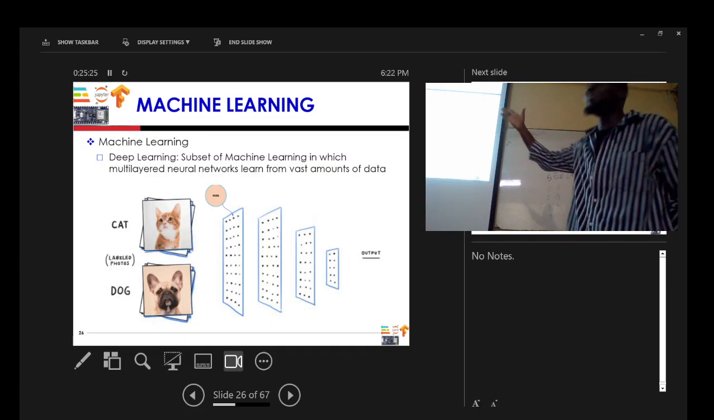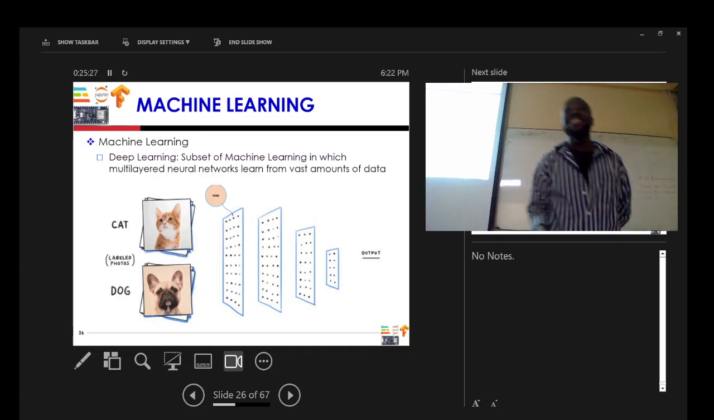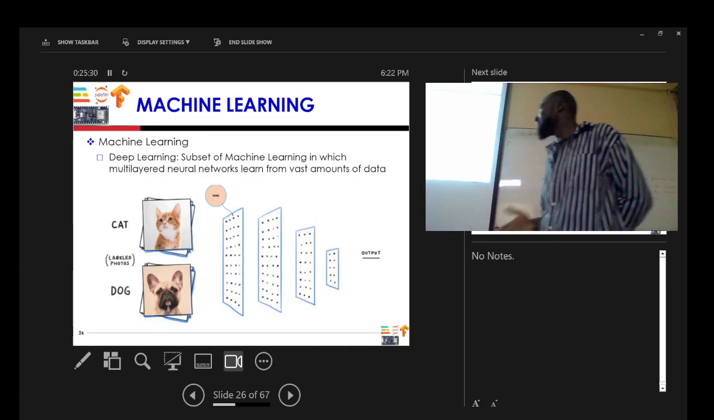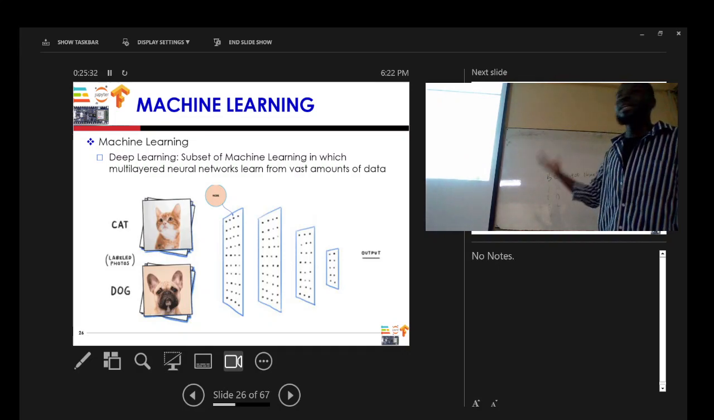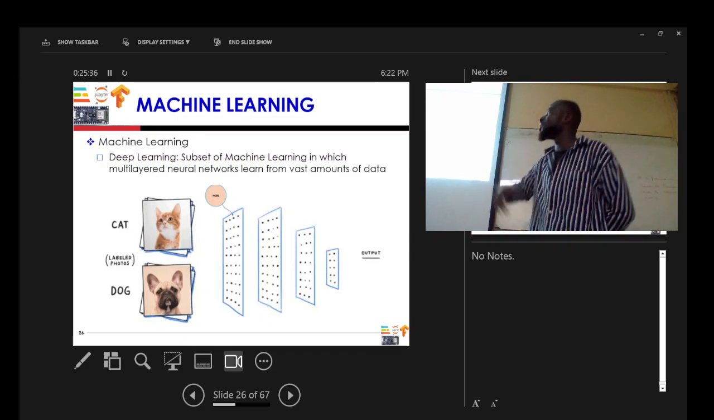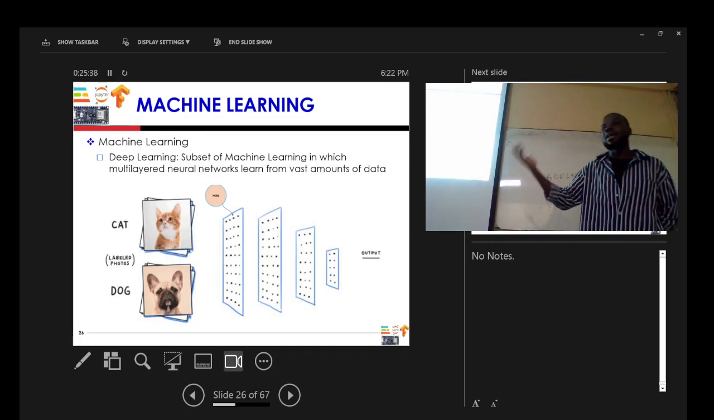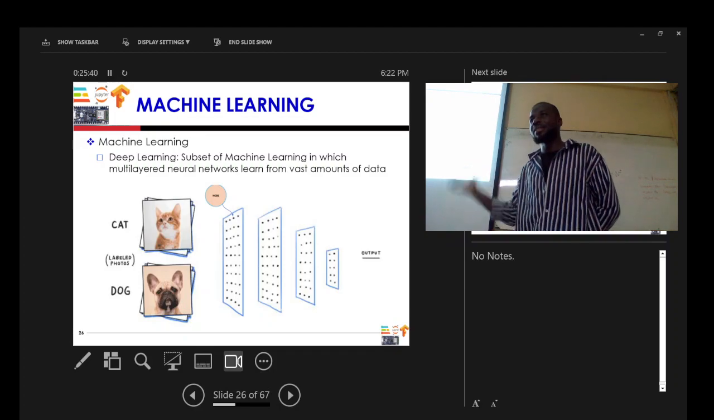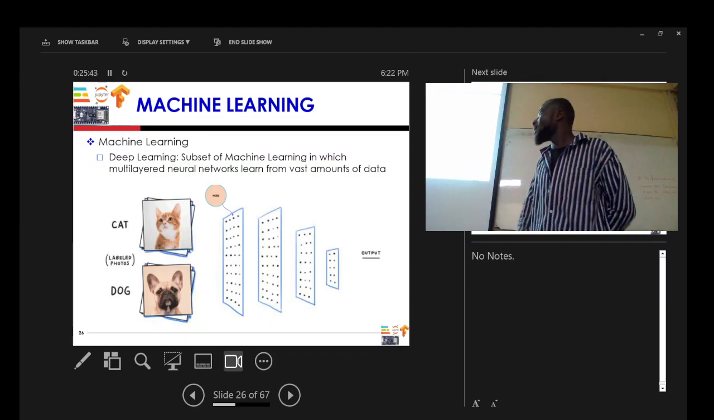I said deep learning is a subset of machine learning. Deep learning is mainly used for classification. You have an image of a cat or a dog, and you pass it through your deep learning model, and then the model can tell you whether it's a cat or a dog. Easy. That's deep learning.